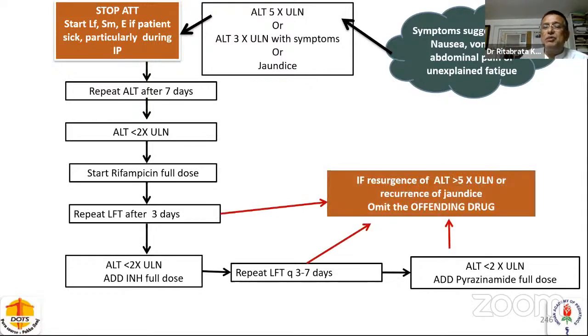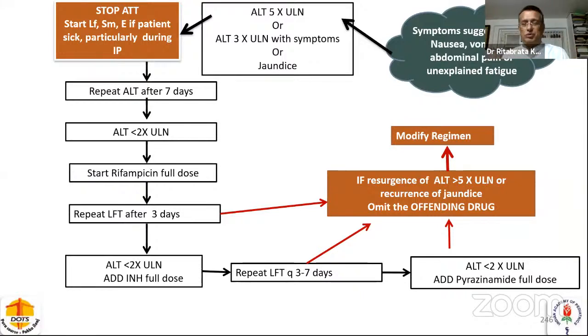But during any of the steps, if there's a resurgence of ALT more than 5 times the upper limit of normal, or if there is a reappearance of jaundice, then you omit the offending drug. And once you omit the offending drug, you have to modify the regimen. So you have to give a good number of drugs. So this is in short how you deal with a case of DILI, that is drug-induced liver damage.